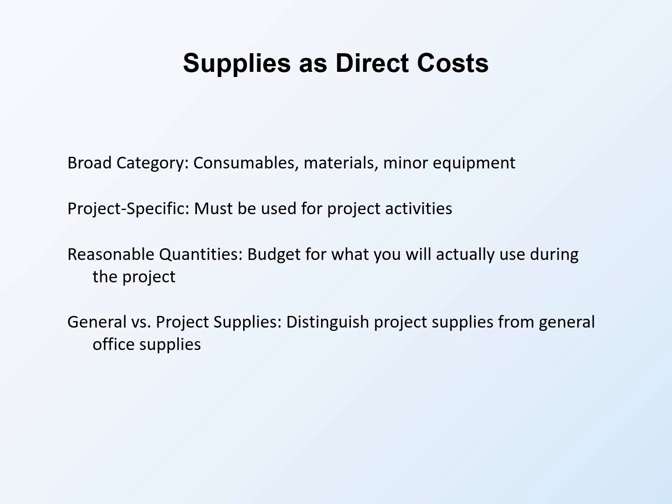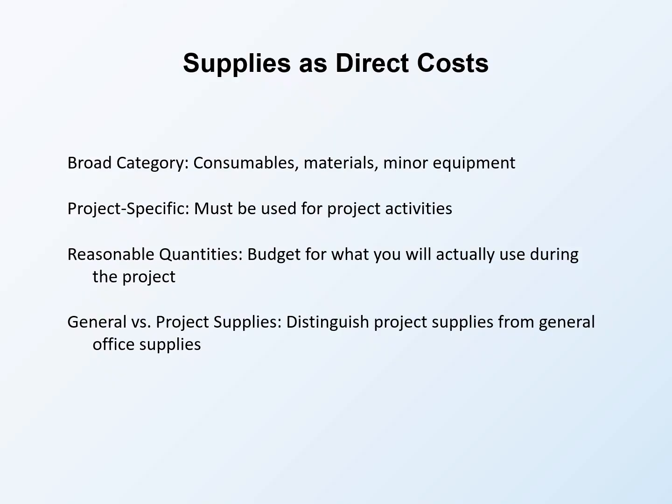Supplies is a broad direct cost category encompassing consumables, materials, and items below the equipment threshold. Understanding what belongs in this category and how to budget appropriately strengthens your proposals. The supplies category includes consumables that get used up in project activities, materials that become part of project products, and minor equipment items that do not meet the equipment threshold.